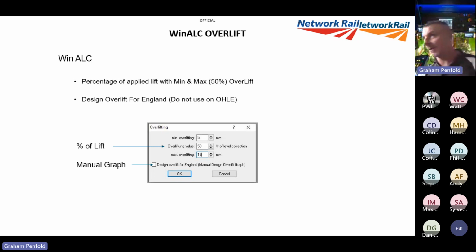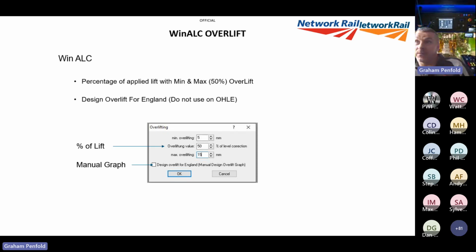You could do a WinALC measuring one, or you could use it on a geometry where you've done a design, and then you would put an overlifting value in there, and you may want to put a minimum overlift of 5 mil and a max overlift of 15. So on WinALC, the max overlift you can put on is 50%, which I've put in there, which sounds a lot, but generally, if you were doing a WinALC run, your lift would be around 25 mil, your max lift. So 50% of that would be what? 12.5 mil. So 12.5 mil on your 25.